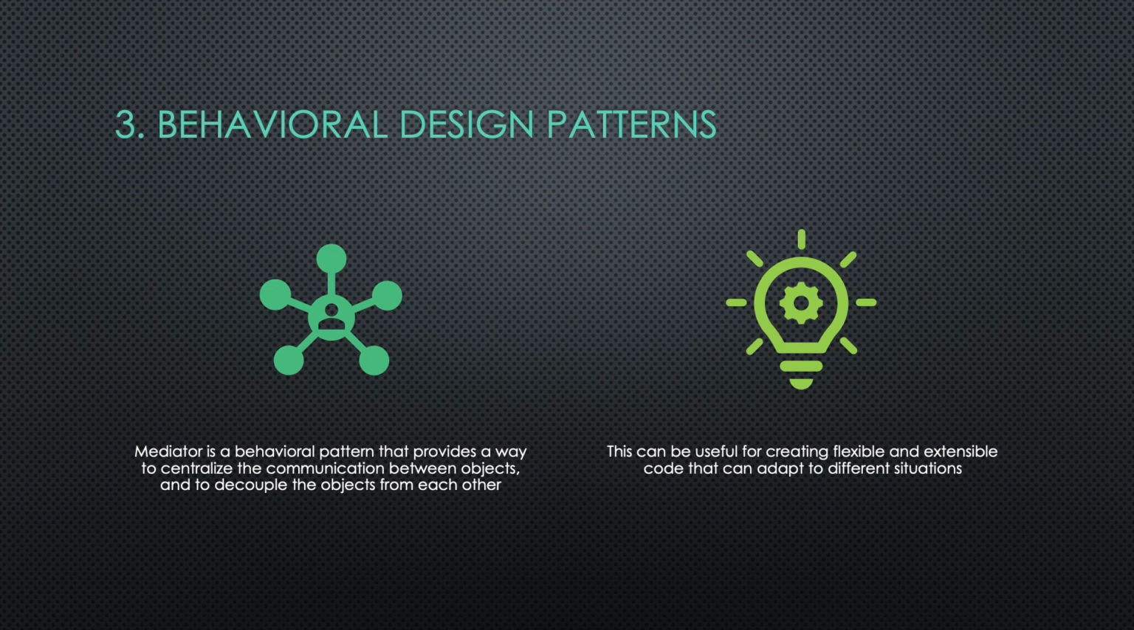State is a behavioral pattern that provides a way to encapsulate the state of an object and to provide different behavior based on that state. This can be useful for creating objects that need to change their behavior based on different conditions, such as a traffic light that changes its behavior based on the state of the intersection.